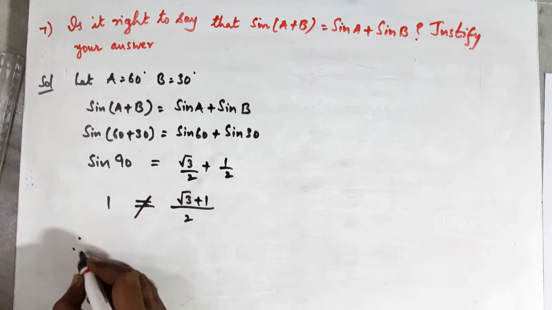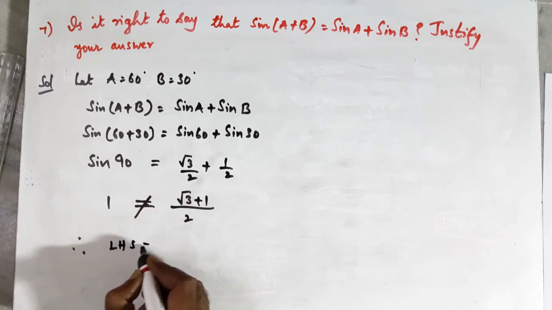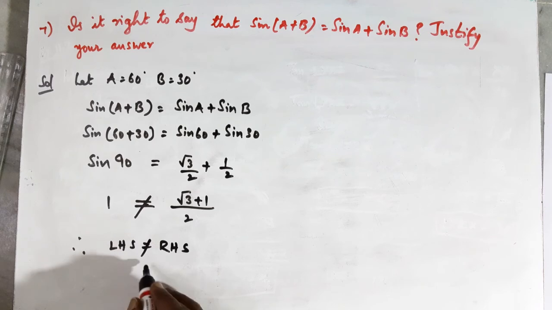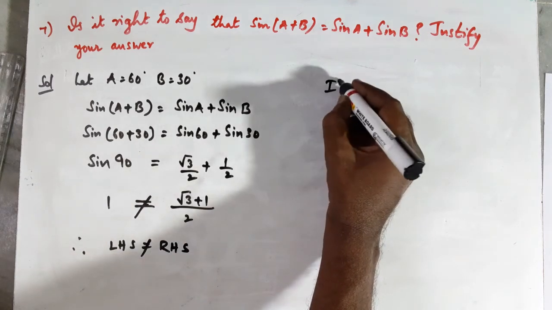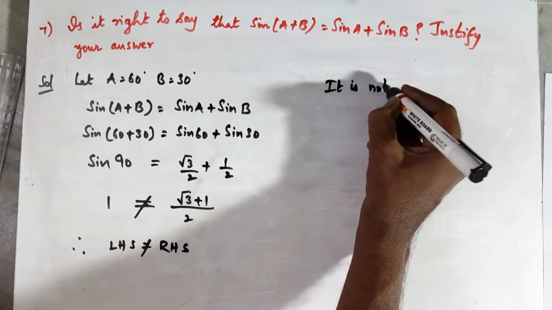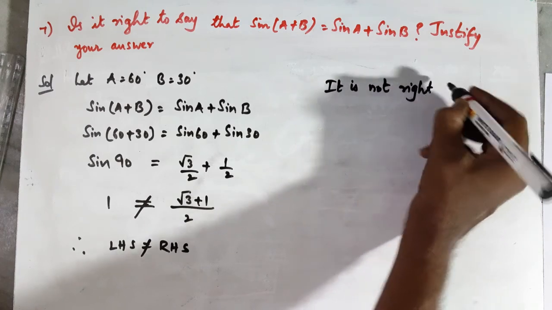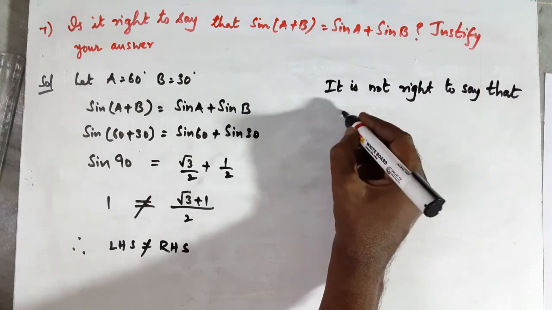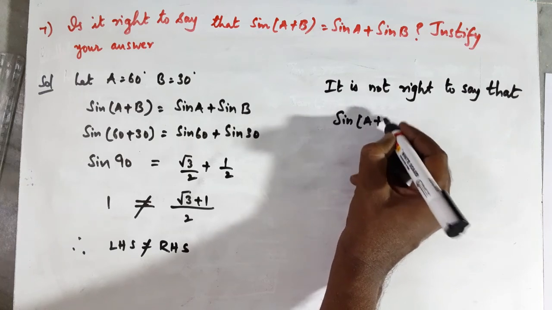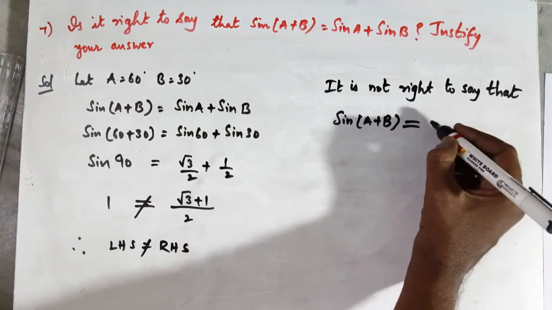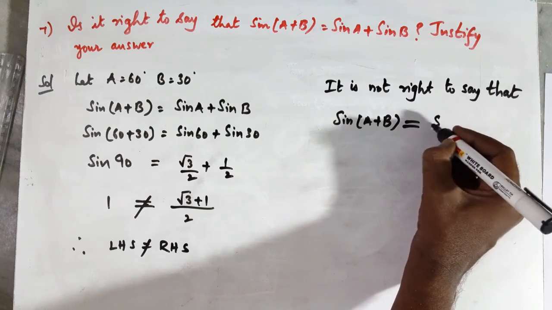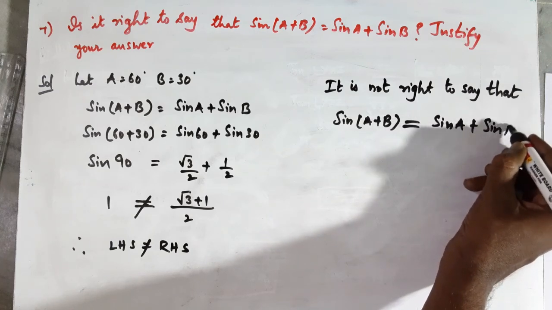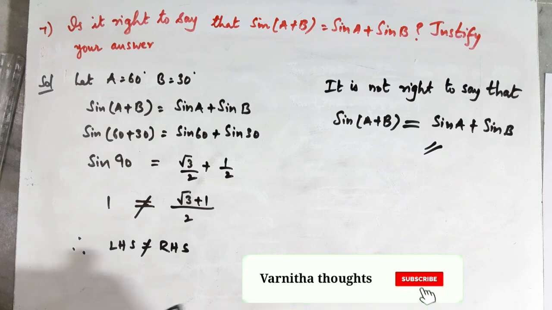Therefore, LHS is not equal to RHS. So from this we conclude that it is not right to say that sine of a plus b is equal to sine a plus sine b. Okay, so this is the solution for the given problem.